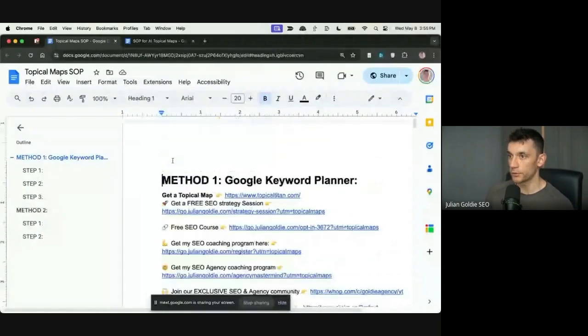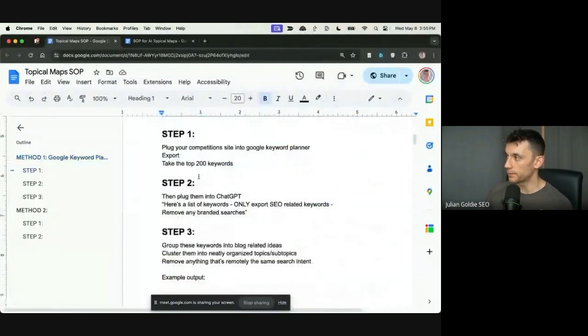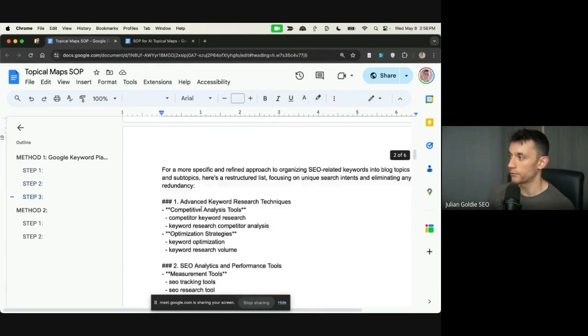Method number one, like we talked about last week, was basically plug in your competition site into Google Keyword Planner completely free, export the list of keywords, take the top 200, and then plug them into ChatGPT and use a prompt like this to generate a topical map based on what's working for your competitors. So, for example, if you were a competitor of cakes by mk.com, you would plug their website into Google Keyword Planner, take the top 200 keywords, and then create a topical map around that. And that tends to work really well.